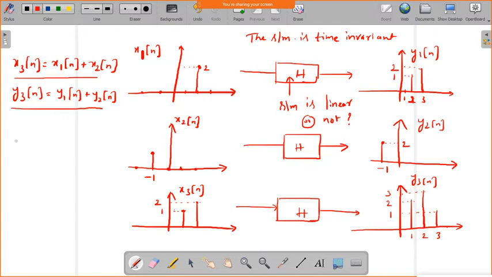Now we can write x3 of n in terms of x1 of n and x2 of n. You can see that at index 2, x1 of n is 2 and x3 of n is also 2, so we can write x1 of n as it is, plus x2 of n. At index 1 it has amplitude 1, and here also amplitude 1. So x2 of n is a shifted version. How much is it shifted?